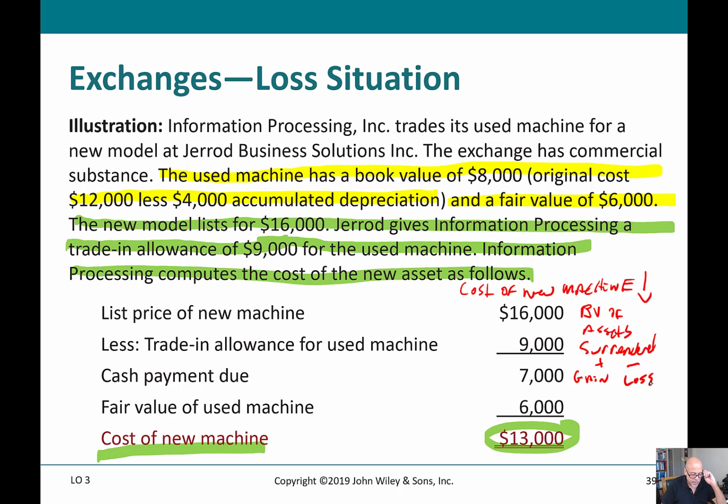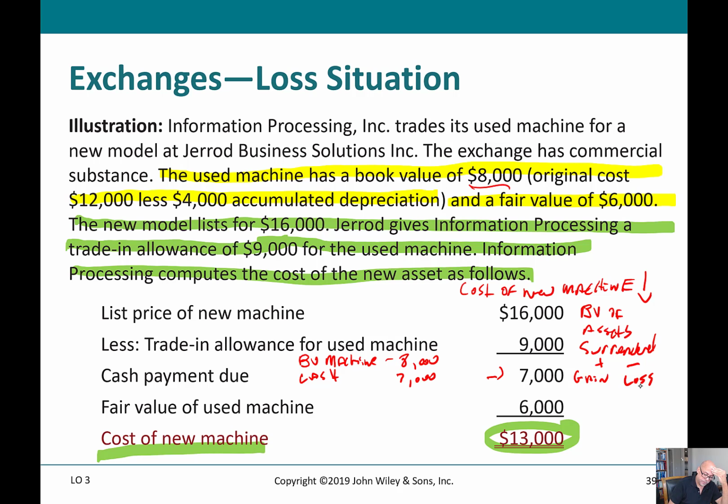Book value of assets surrendered, and the book value of the machine is what? The book value of the machine is $8,000. That's the old asset that I'm giving up. I'm giving up that old machine, $8,000. Then they told me that I had to pay some cash, and the cash I have to pay is $7,000. The new machine listed for $16,000, they're giving me a trade-in allowance of $9,000, so I'm going to have to pay cash. I'm giving up cash, and the book value of my cash obviously is $7,000.